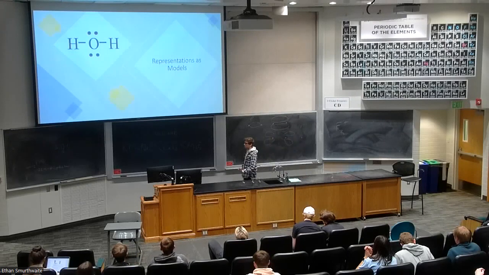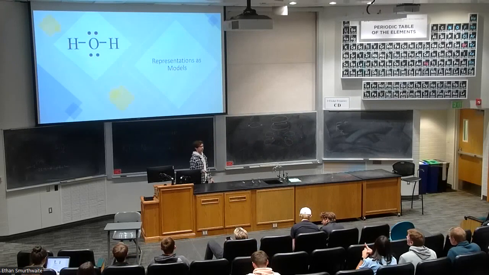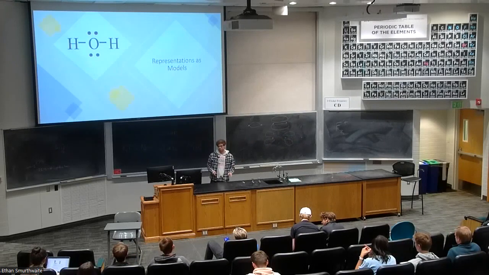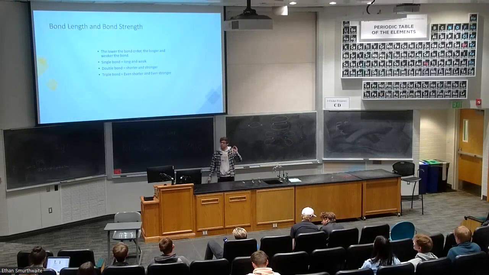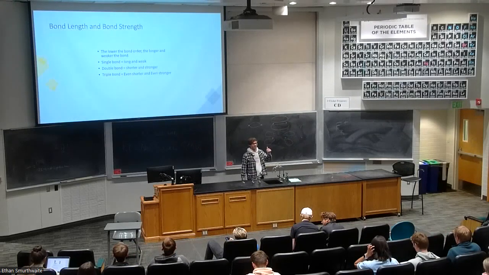Next part, we're going to talk about representations as models, which just means like Lewis structures and like polarity and like all the stuff that we've been talking about. Okay, first thing, let's talk about bond length and bond strength.